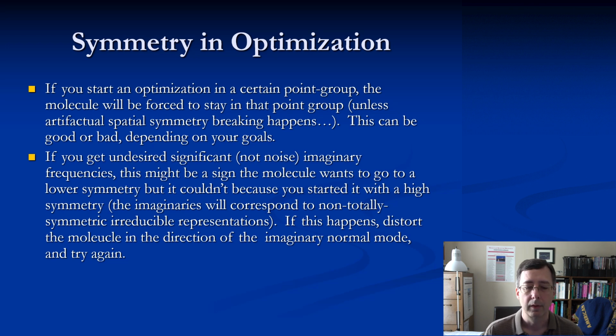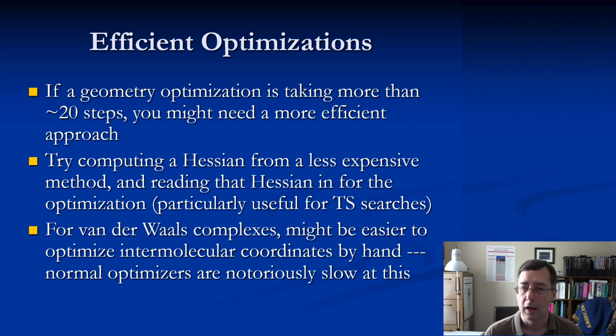Now, what else can I check? Well, your optimization should only take about 20, 30 steps or so. If it's taking 200 steps, that's a sign something isn't set up very well. It could be that the guess Hessian is just very poor and the BFGS procedure has a hard time cleaning it up.